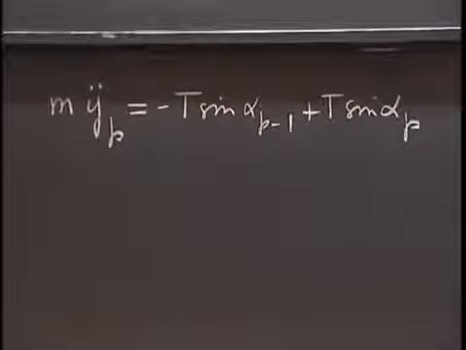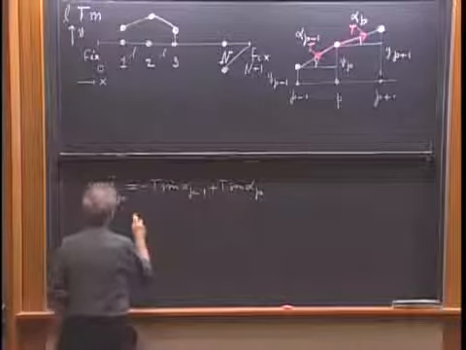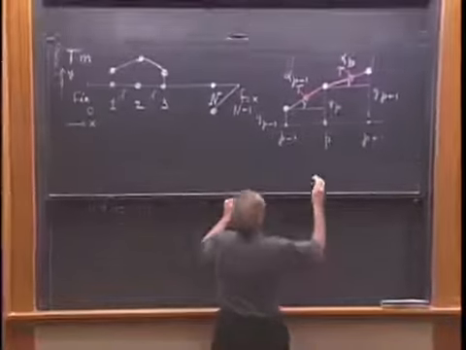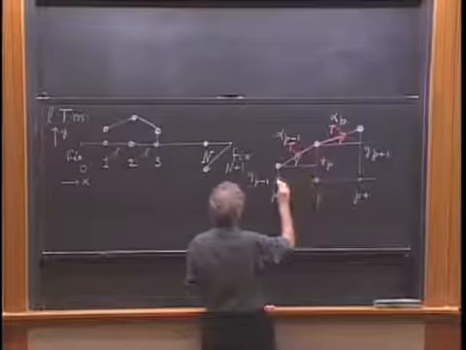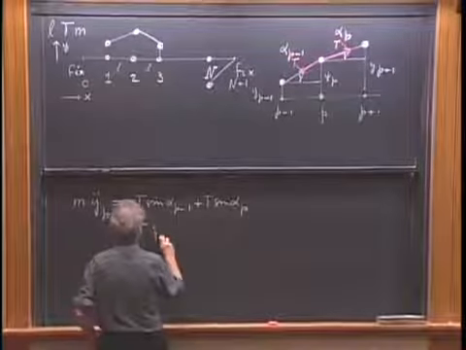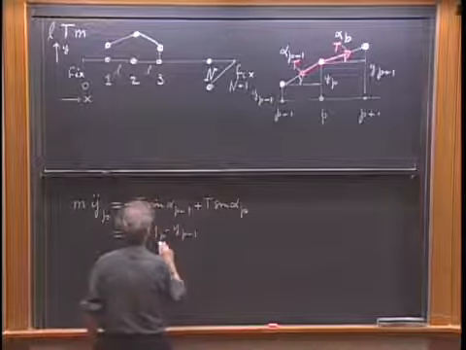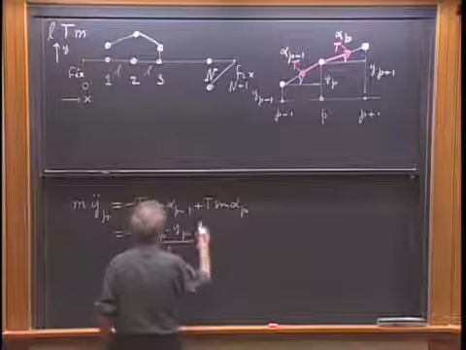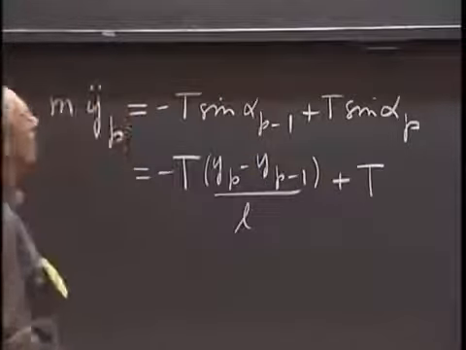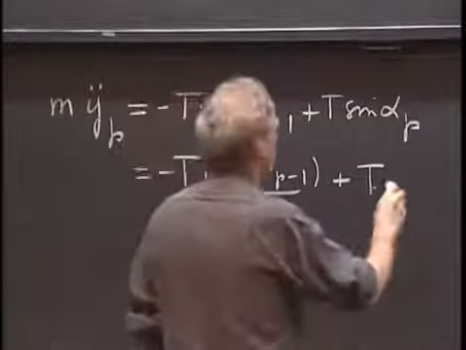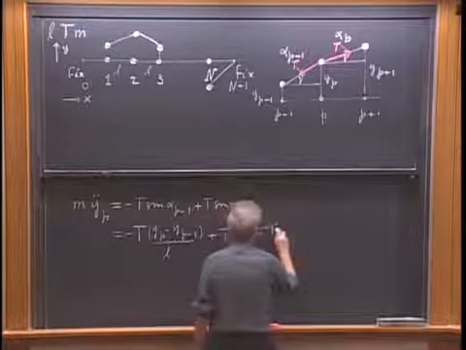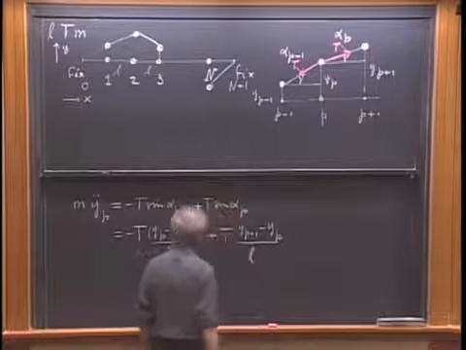But of course I know what the sine of alpha_(p-1) is, because the sine of alpha_(p-1) is y_p minus y_(p-1) divided by L. And so I can write here y_p minus y_(p-1) divided by L. And here I have T, the sine of alpha_p is y_(p+1) minus y_p divided by L.